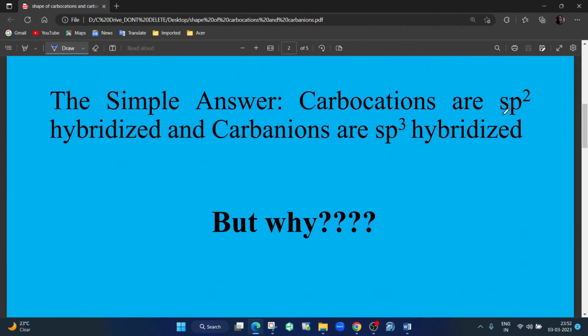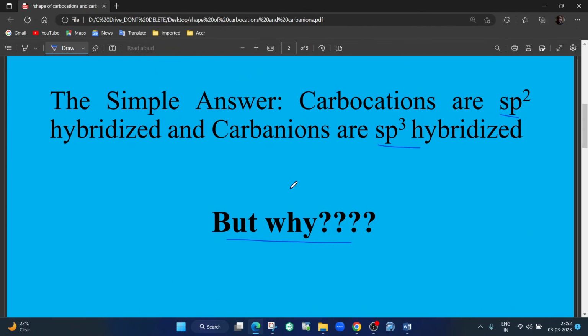Carbocations are sp2 hybridized. We know that sp2 hybridized orbitals are trigonal planar in shape, and carbanions are sp3 hybridized, and therefore sp3 hybridized means the shape should be tetrahedral. Because one of the 4 lobes of the sp3 hybridized orbitals will have a lone pair of electrons, therefore it is pyramidal in shape. But my question is why? Why is carbocation sp2 hybridized and why is carbanion sp3 hybridized?